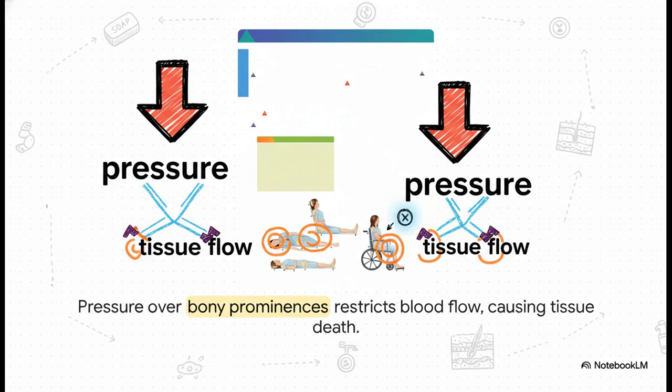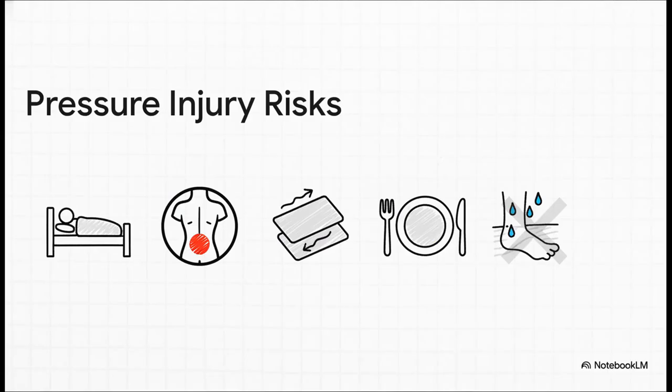That's necrosis, and that, my friends, is a pressure injury. So when we're assessing our patients, we're on the lookout for a few key things. Immobility is number one, obviously. But we also look at nutrition. If you don't have enough protein, you can't repair damaged skin. We look for incontinence because moisture makes the skin weak and soggy.